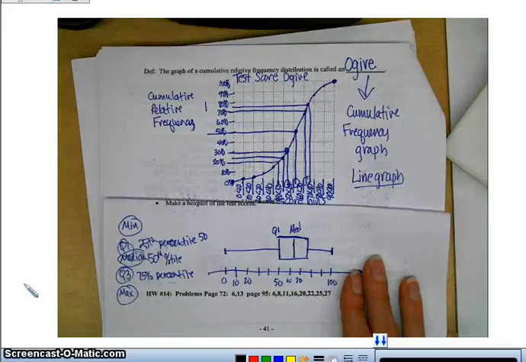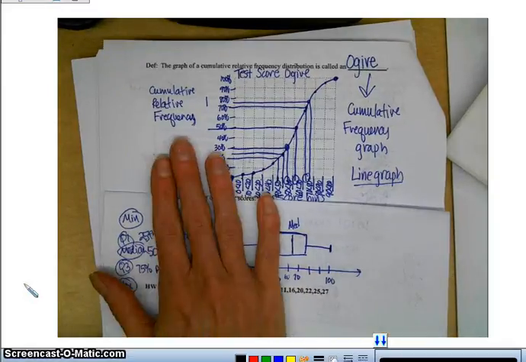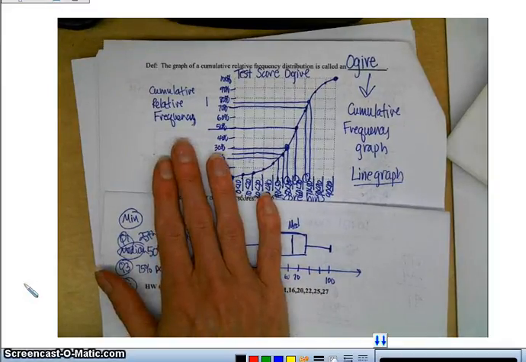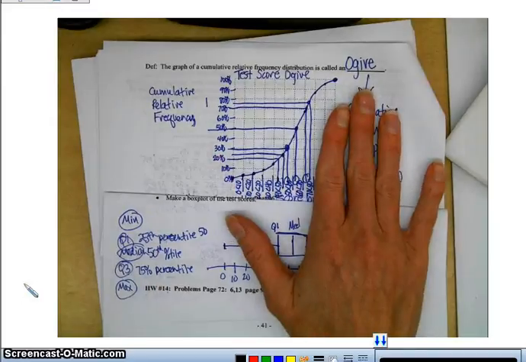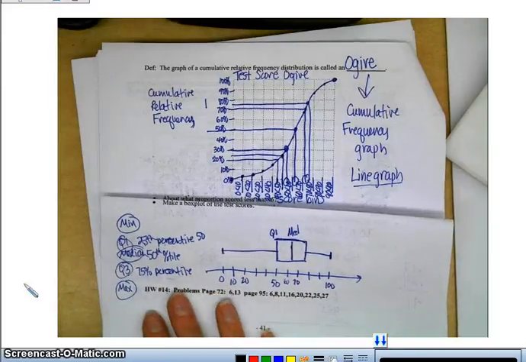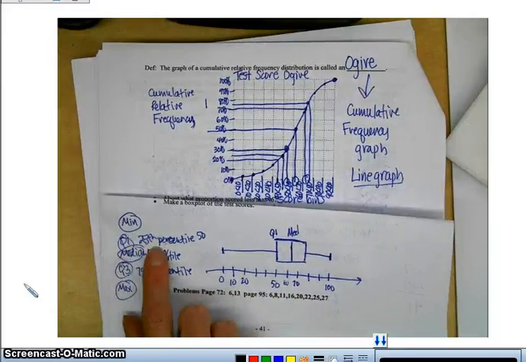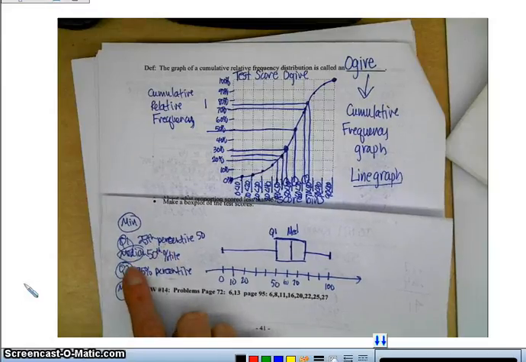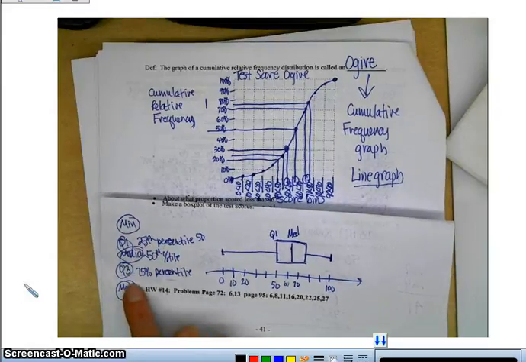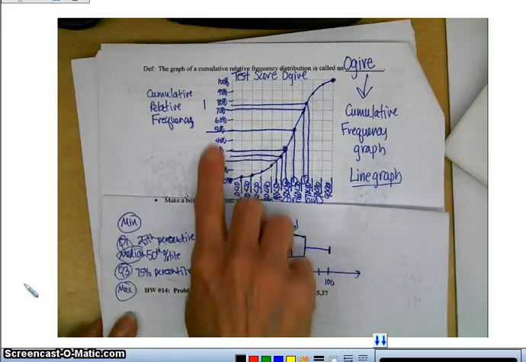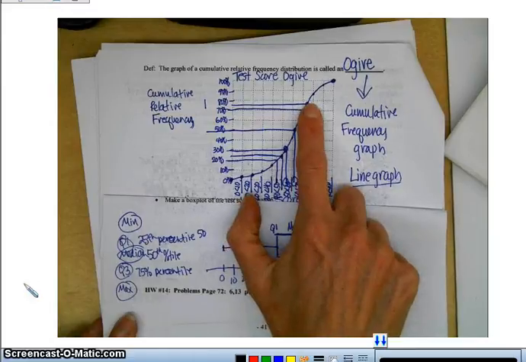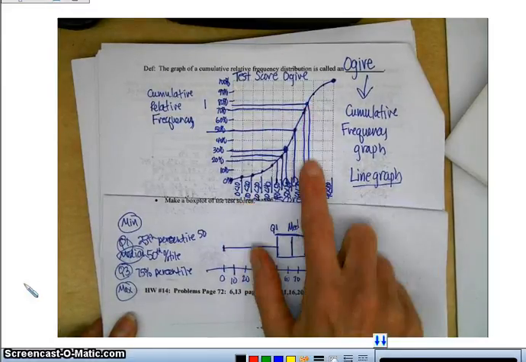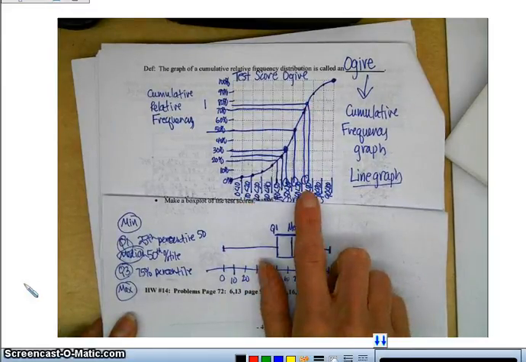So again, it's important that you know this. It's important that you know how to make a cumulative relative frequency distribution, or an Ogive. And a big thing is that you really understand that Q1 is the 25th percentile, the median is the 50th percentile, and Q3 is the 75th percentile. You can find those by starting in the percent column and working your way straight across to the graph, then straight down to the horizontal axis.